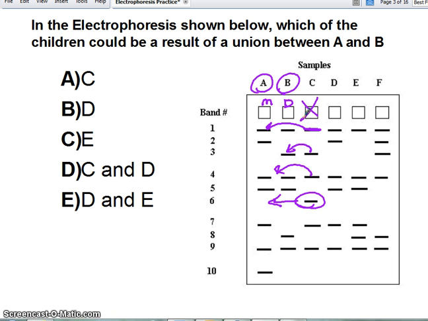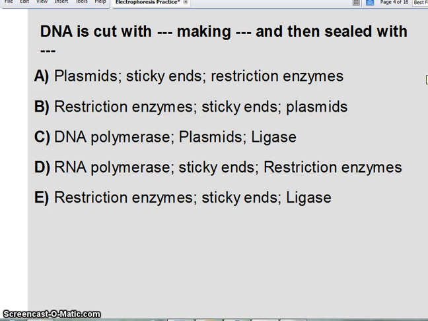If you check the other ones, you'll see that actually D, E, and F could actually all be their children. So the answer here is D and E because F isn't an option. And again, you can double check this as long as any band that they have is found in at least one parent. If it's a crime scene, that's different. They need to match the crime scene exactly. But if it's paternity, a parent has to have a band if a child has it.